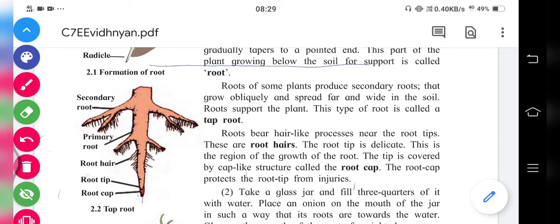This type of root is called the tap root. Where is the tap root? Yes, this is the tap root. Tap root means the root inside the soil. The roots bear hair-like processes near the root tips.